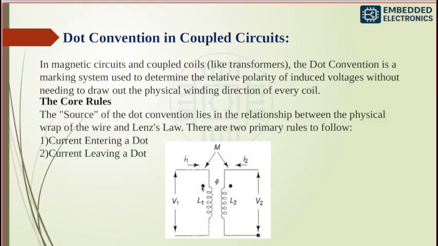So when current enters the dot on the primary side, the induced voltage on the secondary side will be positive at the terminal marked with the corresponding dot. The dot represents the start of the windings. If you were to look at the physical core, the wires at both dots would be wrapped in the same relative direction, meaning both starting from the top and wrapping clockwise. So this is about the dot convention.